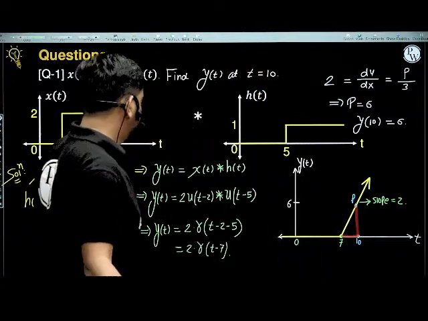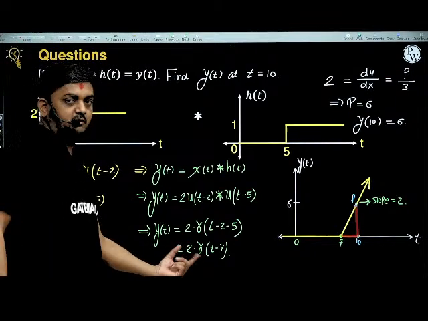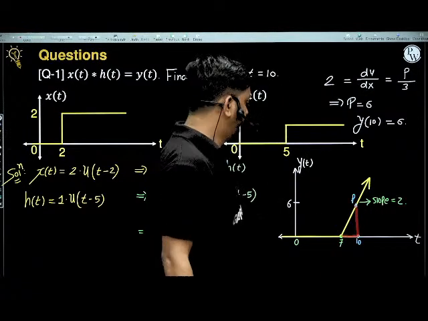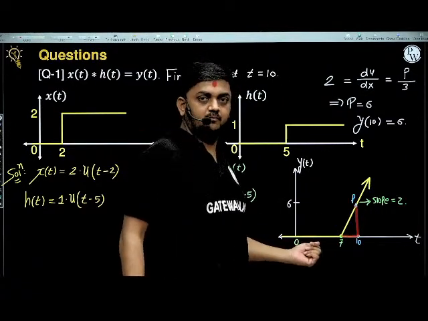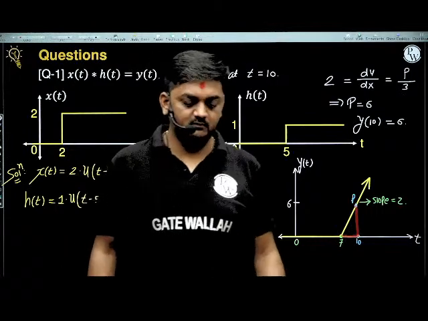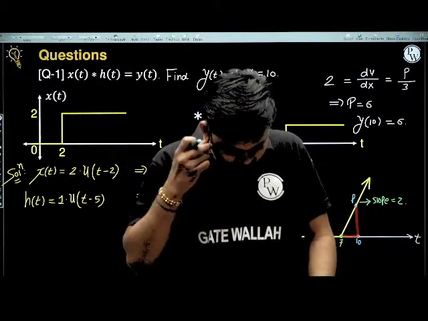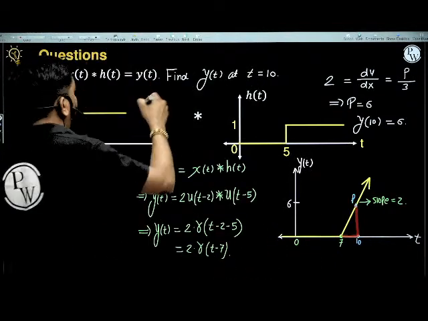Suppose they are giving option A, y of t equal to this one, and option B, y of 10 equal to 6. Now suppose they ask y of 5. So y of 5 is nothing but 0. Correct? y of 5 is nothing but 0, guys. Clear? Fine. Okay, very good. Now next.